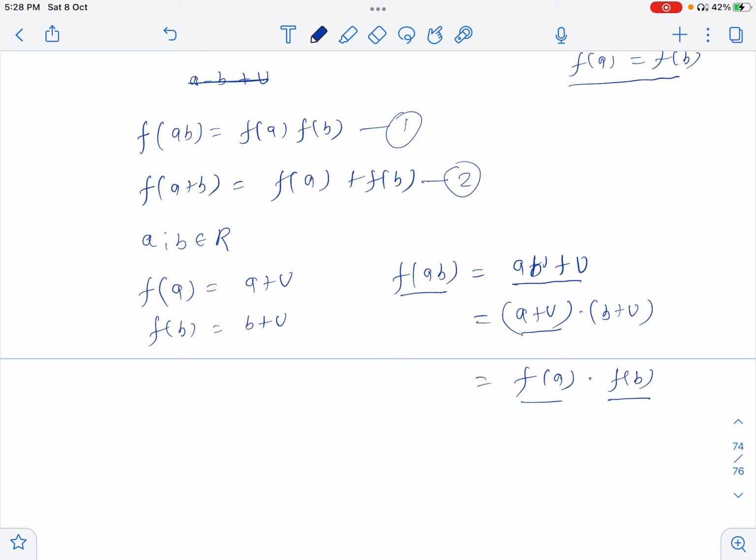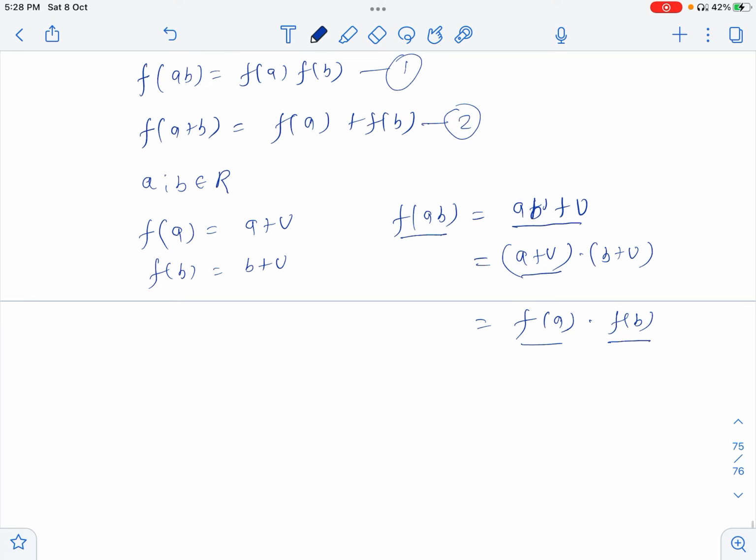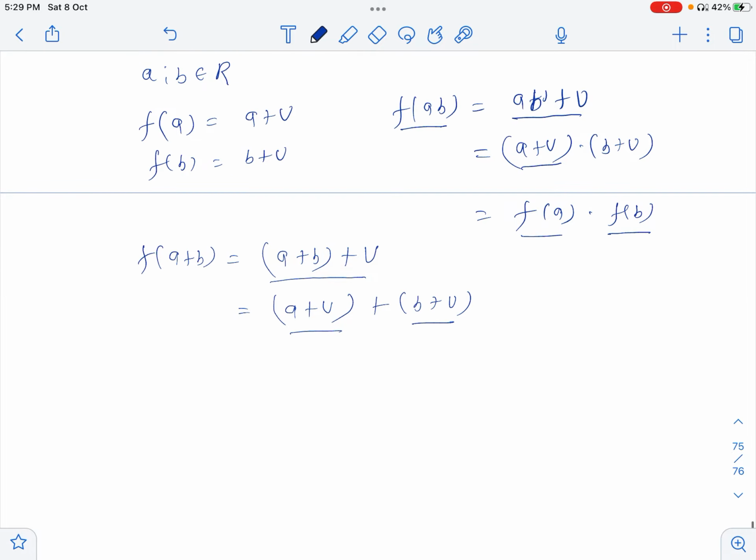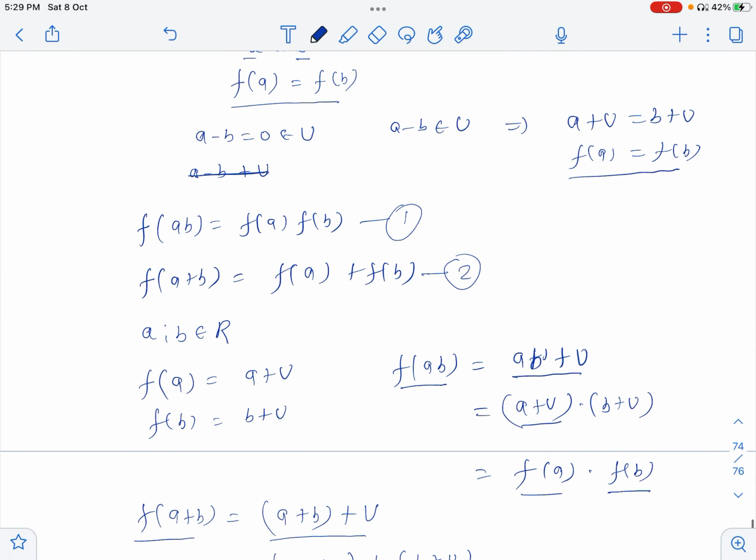Now let us prove the second part, that is the image of A + B. So F(A + B) is equal to (A + B) + U. That is how we define the function. And this can be written as (A + U) + (B + U). That is how we defined plus composition. So this is image of F(A), and this is image of F(B). So F(A + B) is equal to F(A) + F(B). We proved the second part. That means F is a homomorphism.